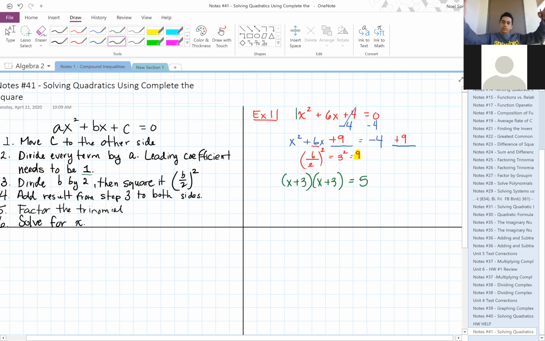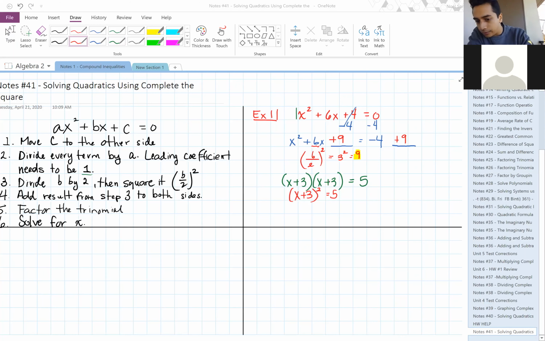Okay, now, this is the part then where, do you notice that x plus 3 times x plus 3 is the same factor written out twice? So would you agree with me that you can also write it as x plus 3 to the power of 2 is equal to 5? Would you guys agree that that's the same thing? Right? Yeah, we're getting some yeses.